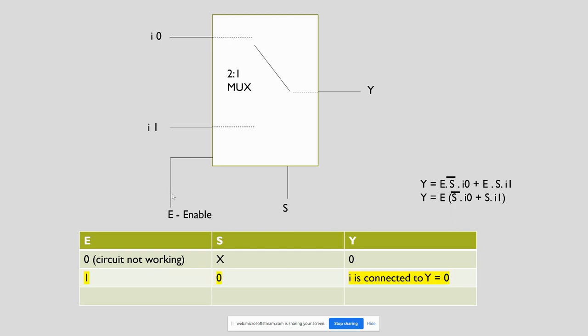Now, when the enable is 1 and the selector is 0, then my output Y is connected to the first input. So I'll have a connection here, therefore Y equals 0. And when the enable is 1 and the selector is 1, then Y connects to the I1 input, therefore Y equals 1. So this is input 1, input 2. So we just create this connection.